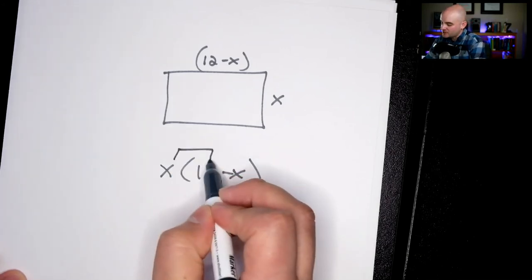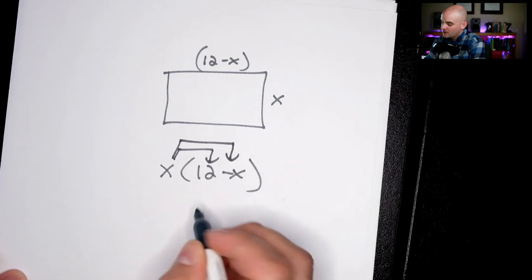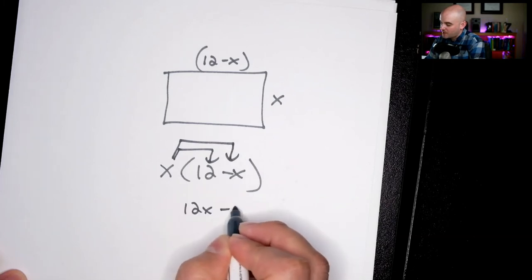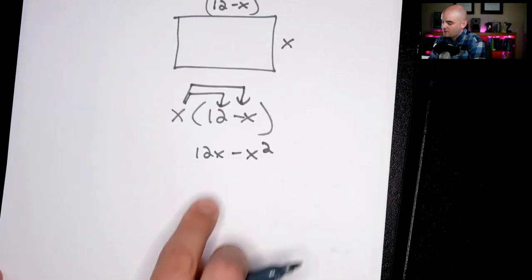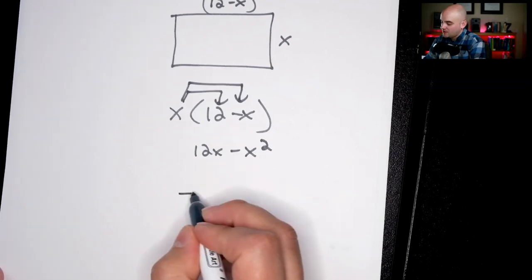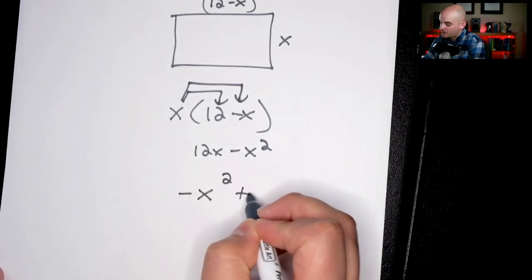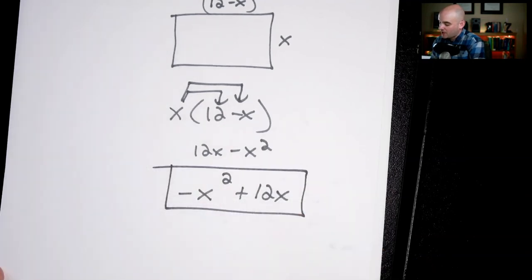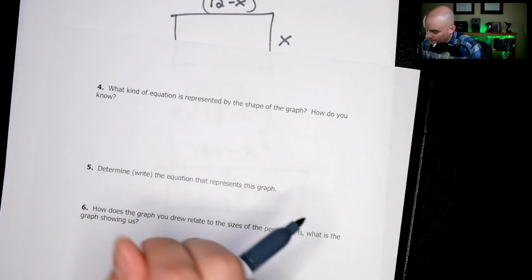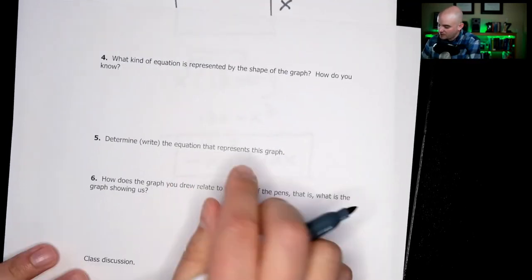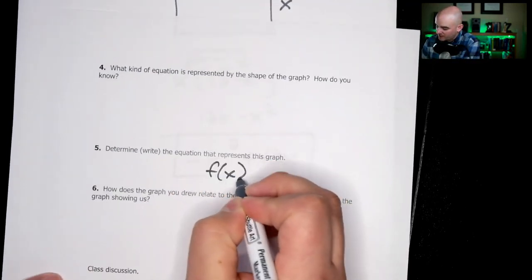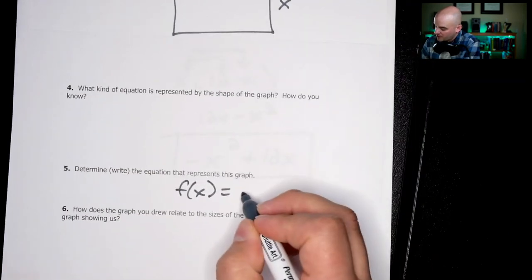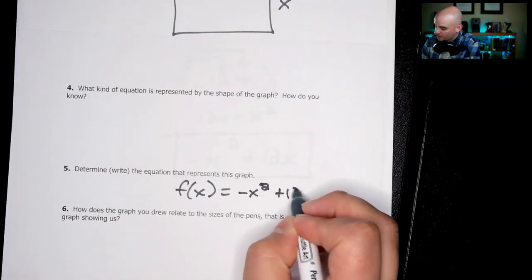Well, let's distribute. And we end up with 12x minus x squared. And if we put this in standard form, we're going to get negative x squared plus 12x. And this should be our equation here. So that's the answer to the problem we just had. So we say quadratic for that. Determine the equation. You can even write it out fancy and put f of x right there if you want to, and it is negative x squared plus 12x.